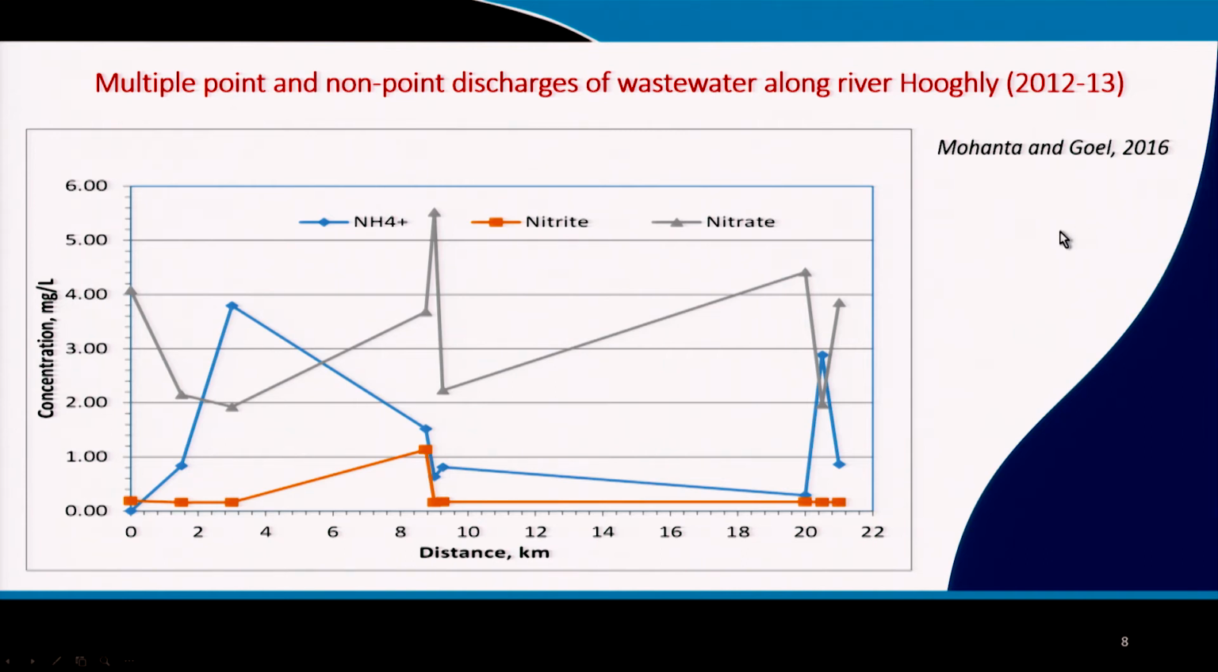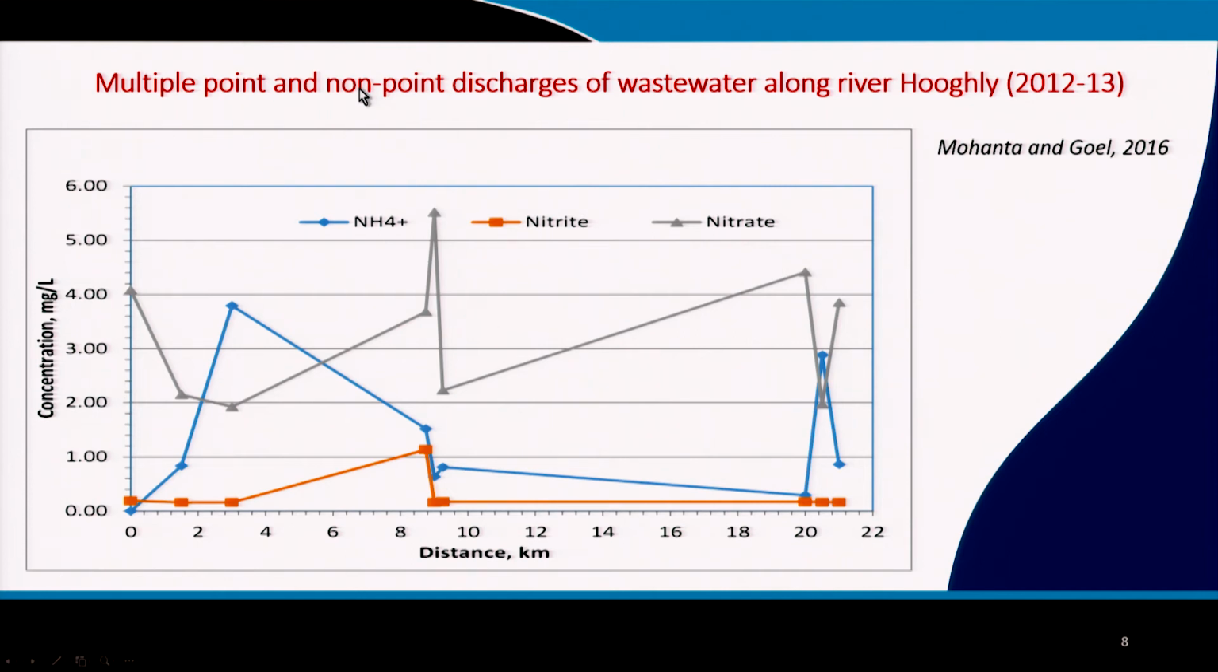It's been published in a paper, and what it shows us is the same rise and fall, but this rise and fall in the concentration is a function of the multiple point and non-point discharges of wastewater. If you think about any river that flows by a large city, you will find that there are multiple nalas, drains, etc. that are discharging either treated or untreated wastewater into these rivers. This is the same story with the Hooghly River. Those are the point discharges. We also have surface runoff from the land area coming into the river, so that is non-point discharges.